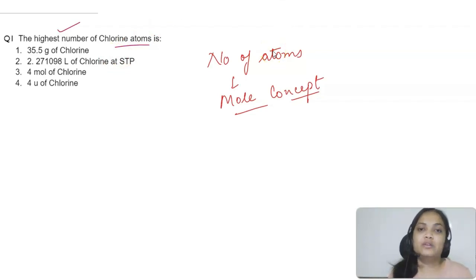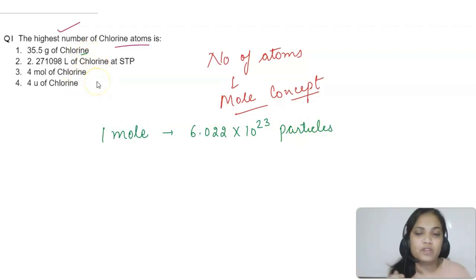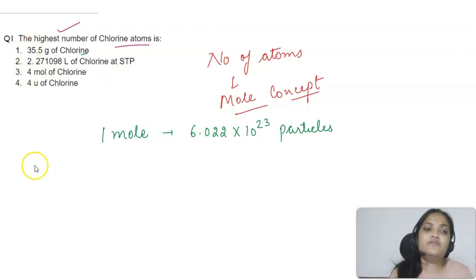So what you can do is, you all know that 1 mole of any substance will have Avogadro's number of particles, meaning 6.022 into 10 to the power 23 particles. So what if I find out the number of moles for all of the given options and then compare? The one having the highest number of moles will have the highest number of particles as well, right? So that's what we can do. Okay, so let's start with the first option.